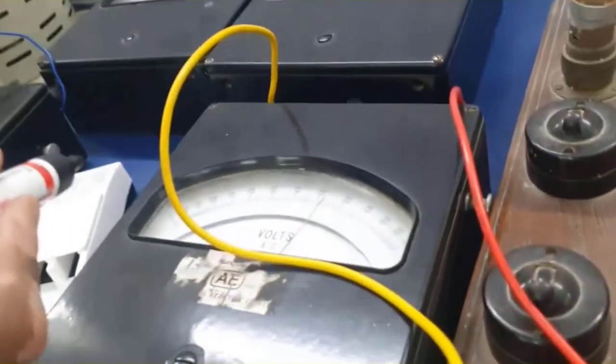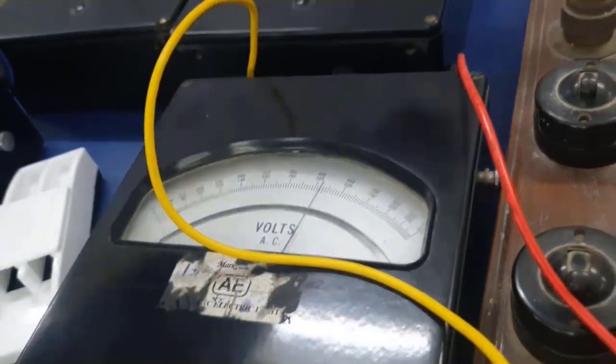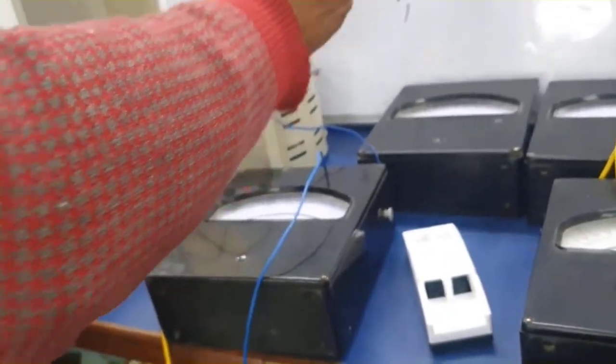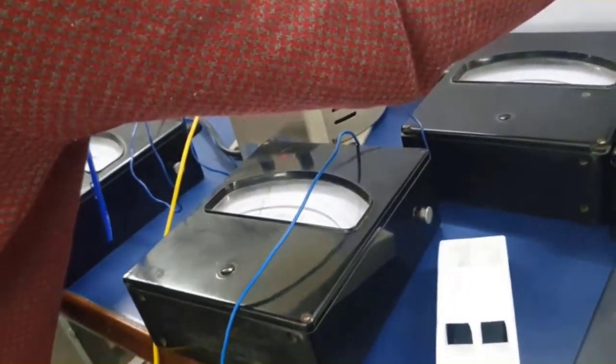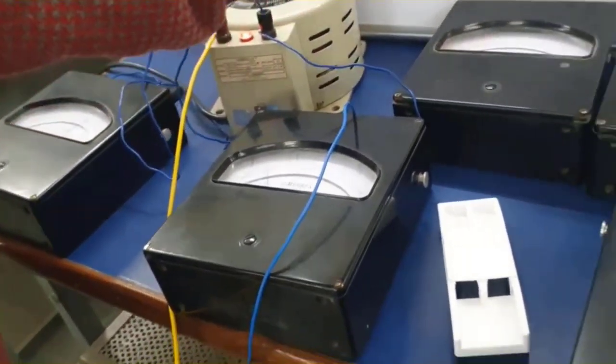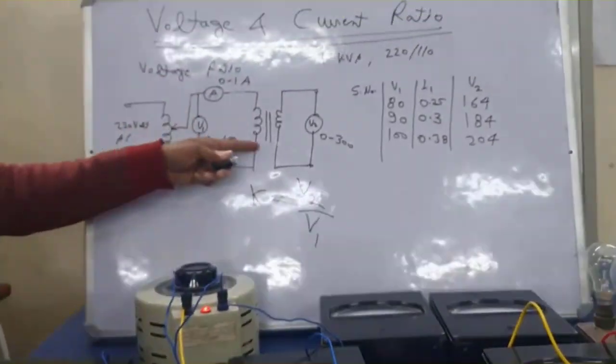and the secondary voltage is 204, and the no load current is 0.38. So these are the observations when we are going to determine the voltage ratio of this transformer.